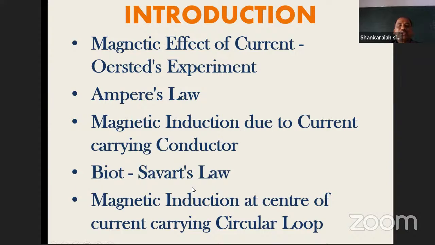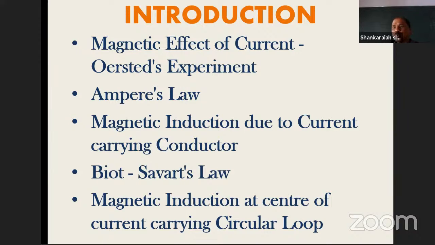Next, we go to the Biot-Savart law. Consider a very small element of length dl of a conductor carrying current I. The magnetic induction at point P due to the element dl, at distance r from the element, is dB. dB is directly proportional to the current flowing through the element. dB is directly proportional to the length of the element. dB is directly proportional to the sine of the angle between dl and r.